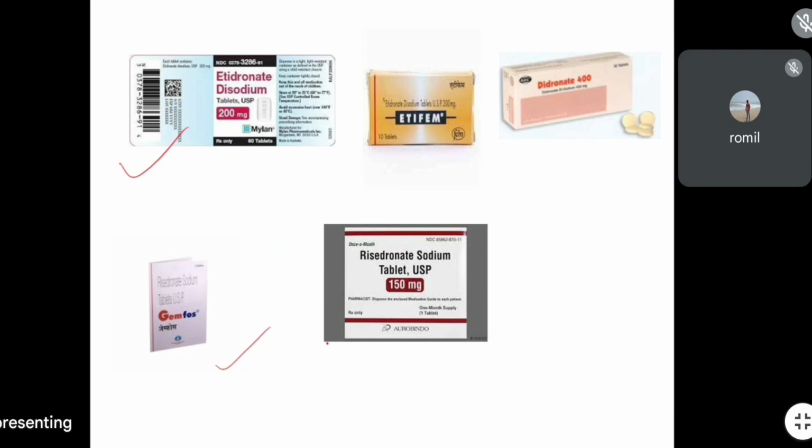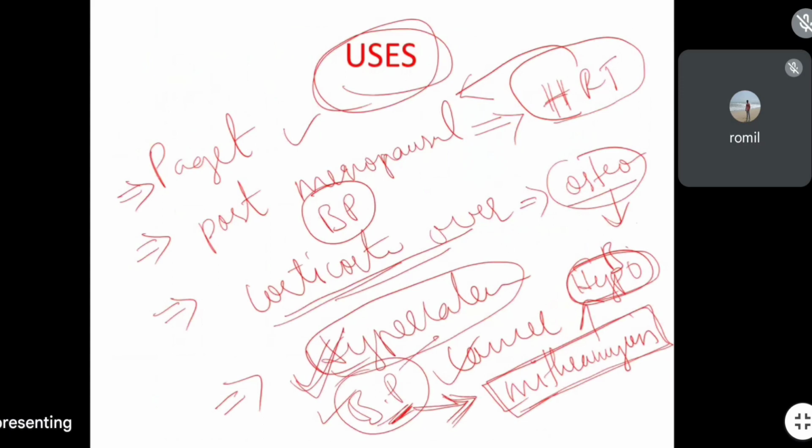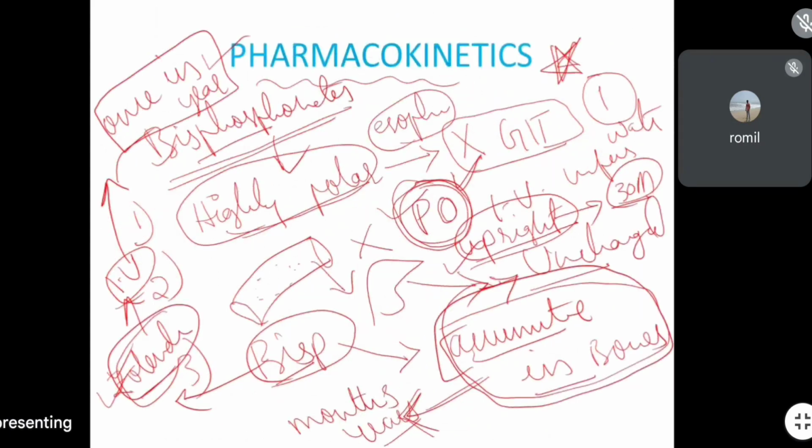So these are different examples of bisphosphonates. We have seen their tablet formulations and IV forms, their uses, and their adverse effects. A very important one is esophagitis. We have also seen their pharmacokinetics: they are highly polar, excreted unchanged without metabolism, and accumulate in the bones for a long period, up to years.